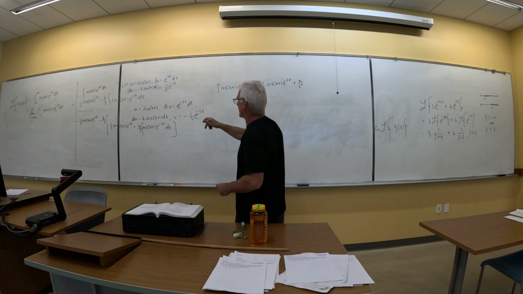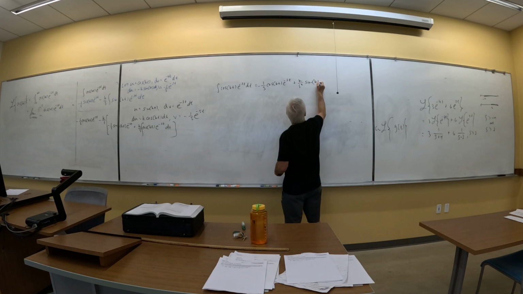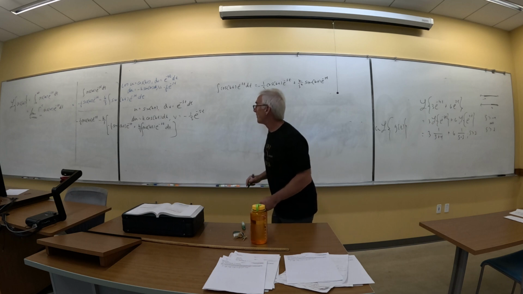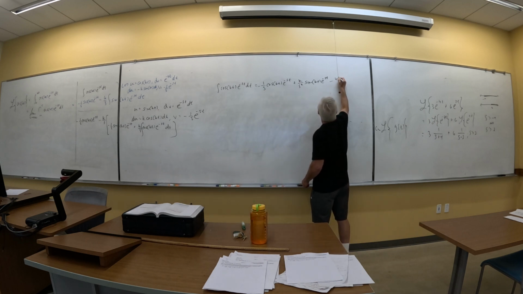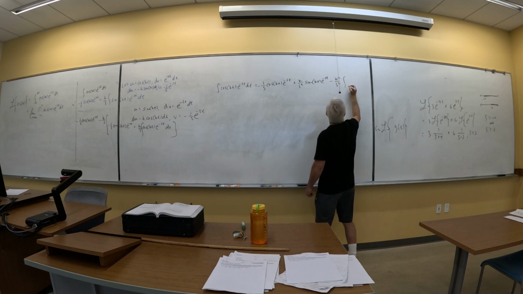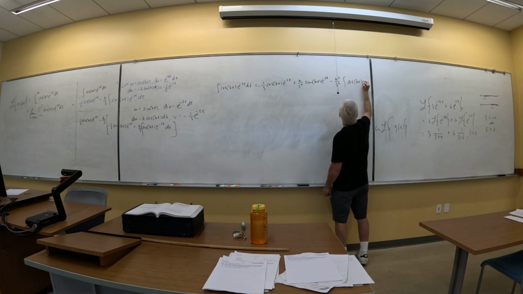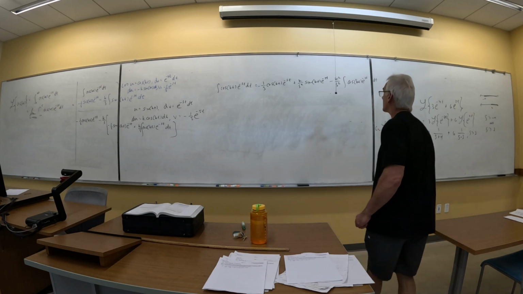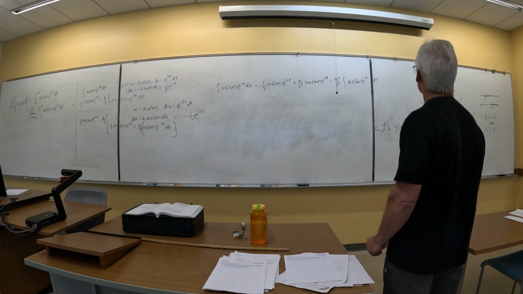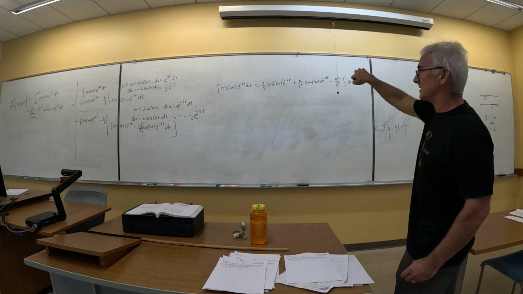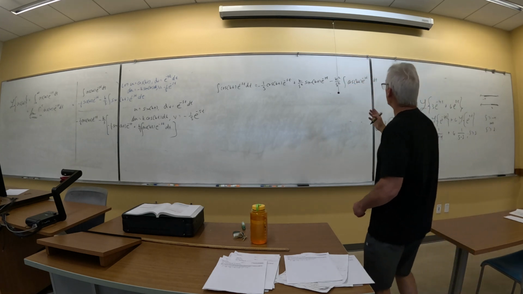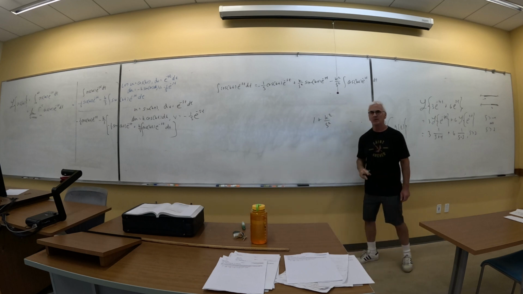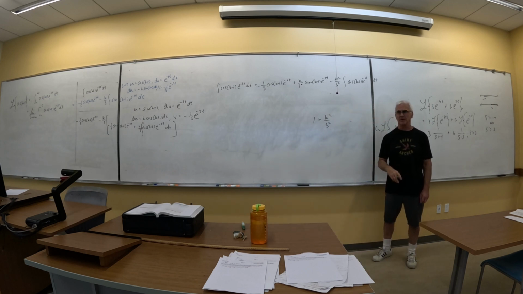Plus k over s squared sine kt e to the negative st, then what? Minus k squared over s squared integral cosine kt e to the negative st dt. So we're going to add that to that. Does that look okay, everybody? It looks good. I'm going to add this to both sides, which means my coefficient is going to be this. Let's make that into one quotient. It'll be a little bit cleaner.